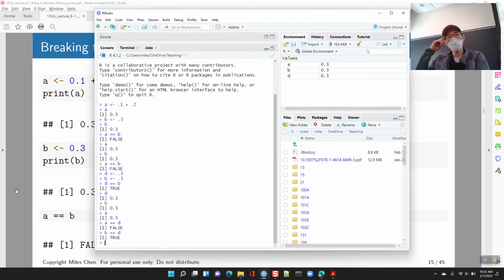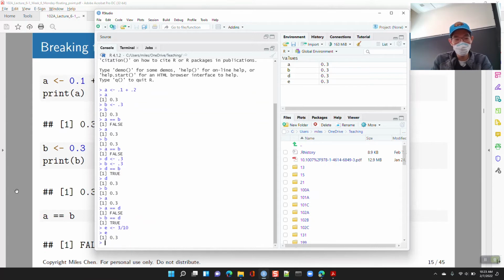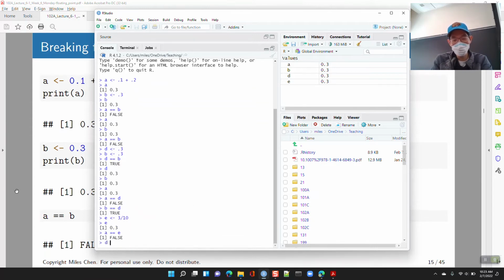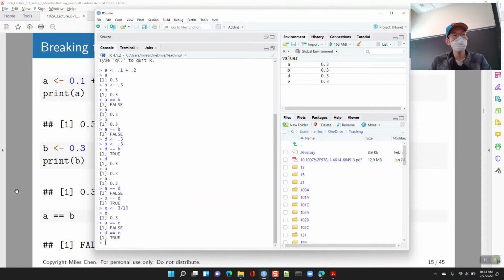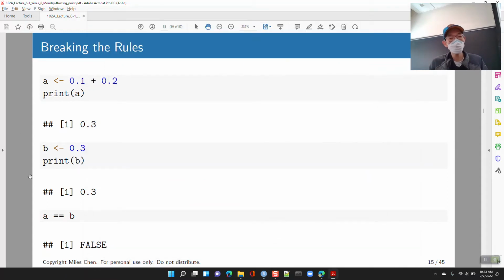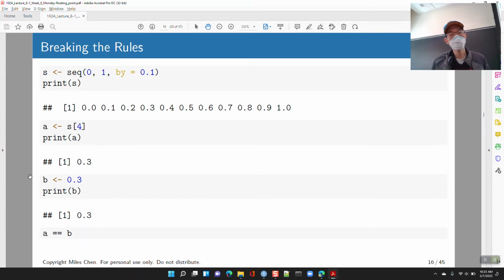Now in your head, you have to keep track of, oh, I found A by doing 0.1 plus 0.2, and then maybe E, I'm going to do 3 divided by 10. All right, so here's E. And is A equal to E? That's not true. Is D equal to E? That's true. Which of these things are equal to each other? It's going to be rough.